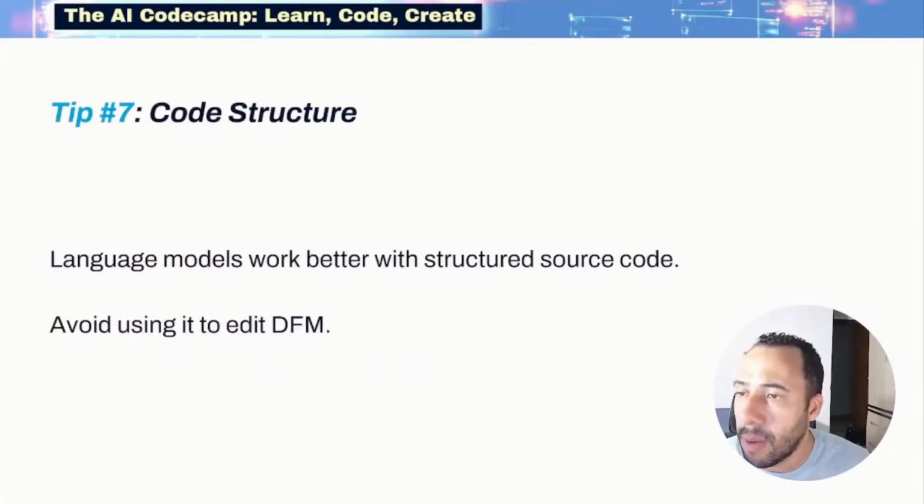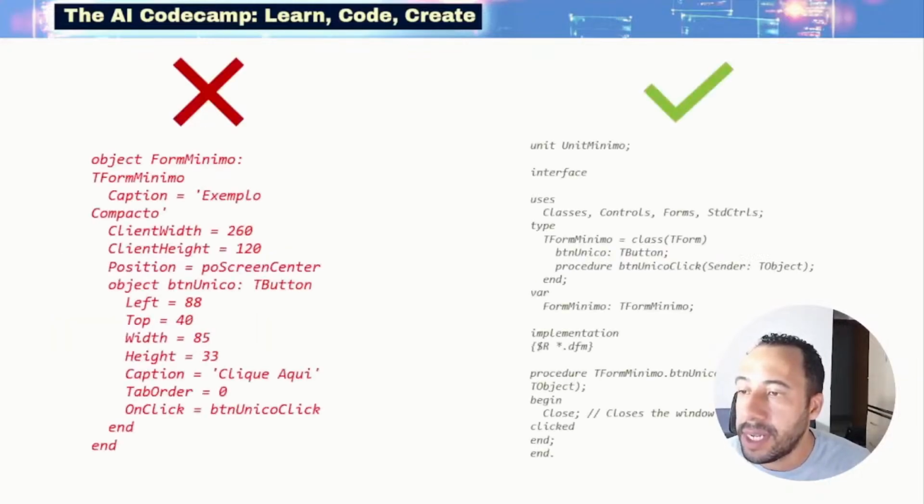Tip 7. Code structure. Language models work best with structured source code. Avoid using AI to create or modify forms and DFMs, as it is not effective for this kind of task. They can corrupt your form.